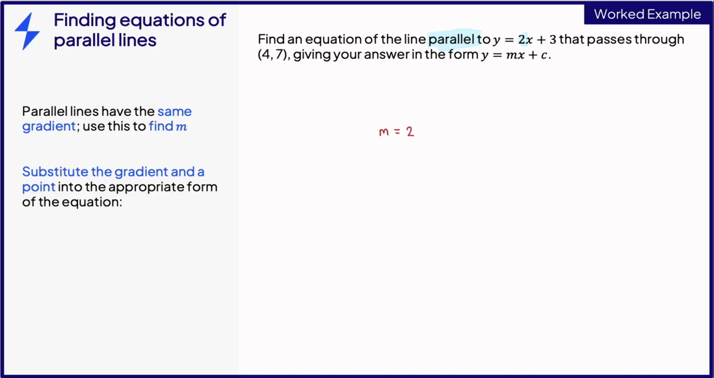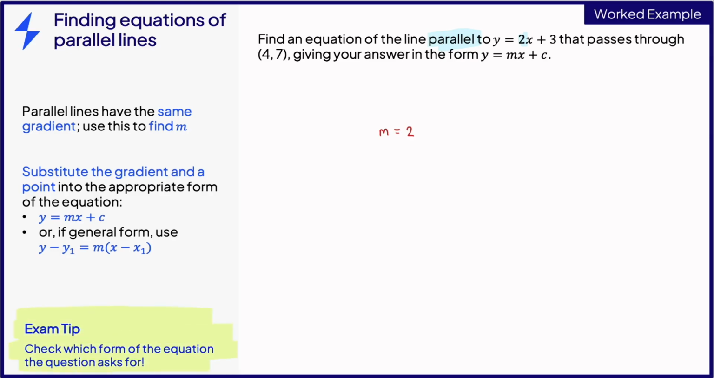And now we're going to substitute the gradient and a point into the appropriate form of the equation, which in this case is y equals mx plus c. But if you're asked for the equation in general form, then use the point gradient form, y minus y sub 1 equals m brackets x minus x sub 1. And do check which form of the equation the question's asking for before you begin.